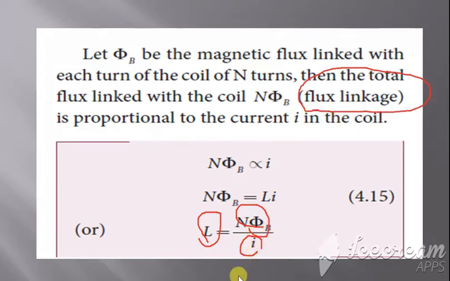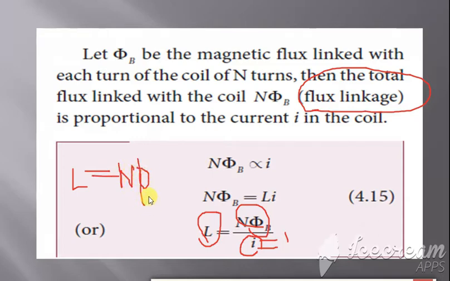Okay, I is what? The current, is it not? When we are considering the value of I to be equal to 1, we get L is equal to N into phi B. Okay, L is nothing but what? Self inductance. N phi of B is what?